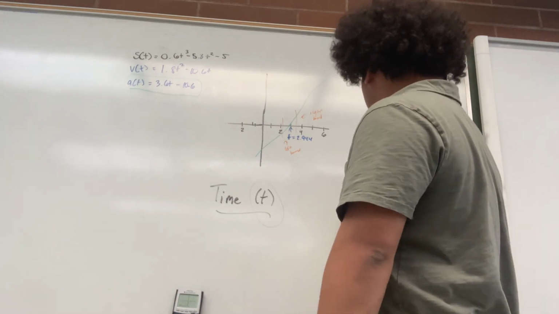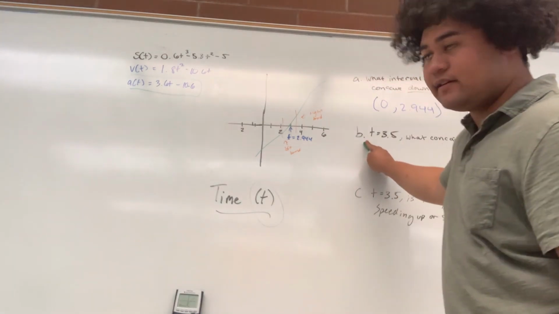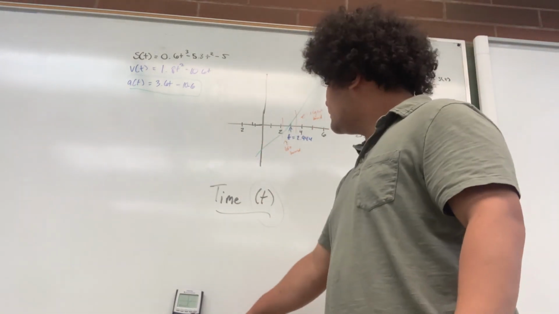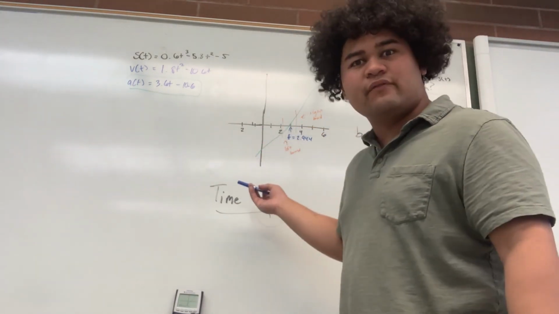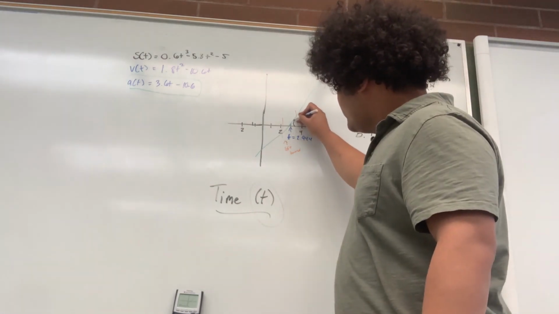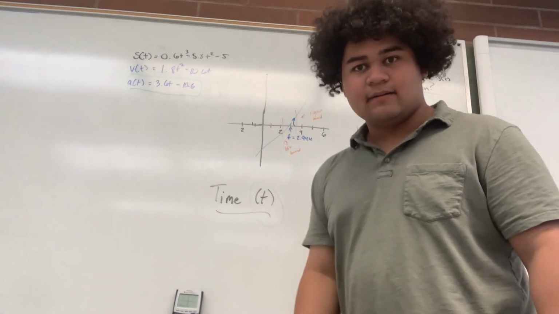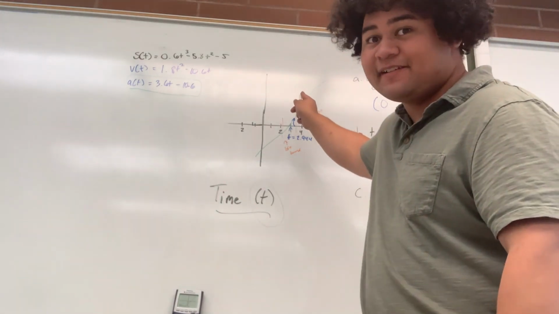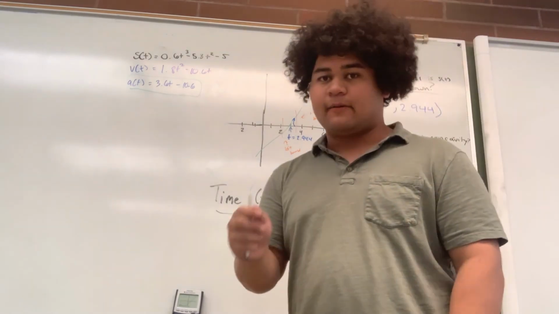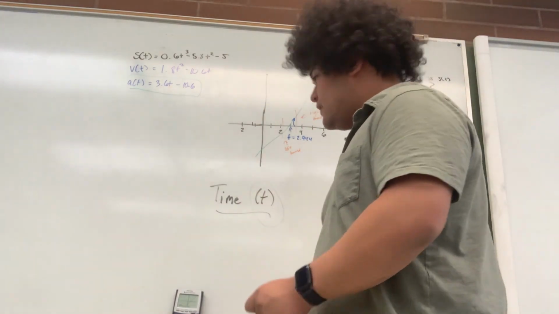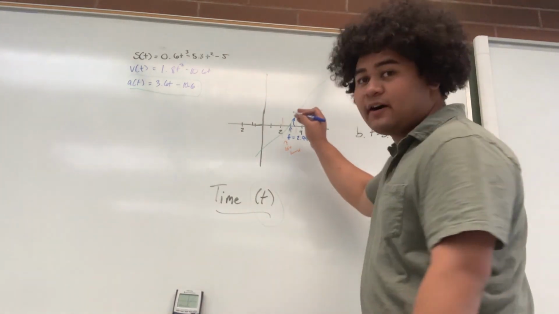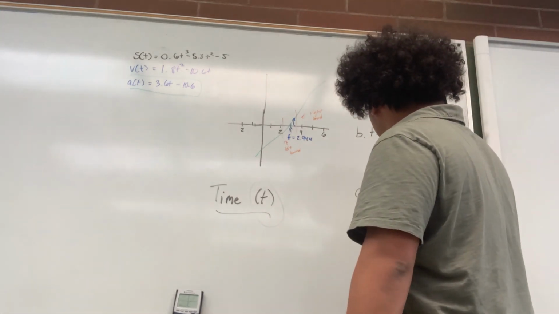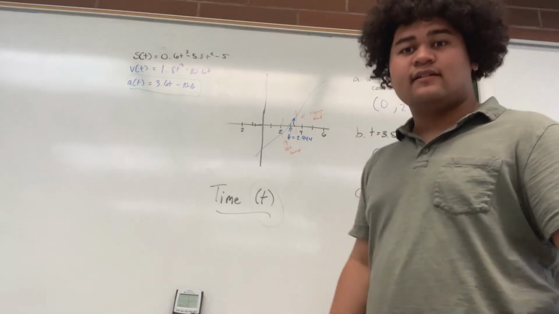Now, at t equals 3.5, what is the concavity? This one's a real easy one. At 3.5, where is 3.5? If we look at 3.5, it's up here. Is that in the positive region or the negative region? Time's up. It's in the positive region. So when it's in the positive region, it's concave up.